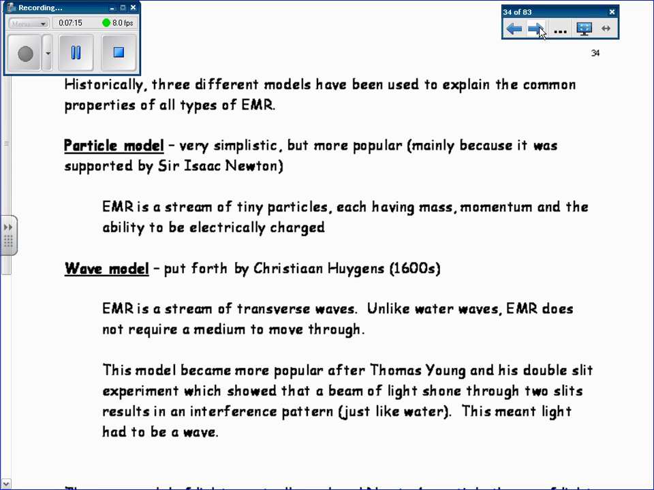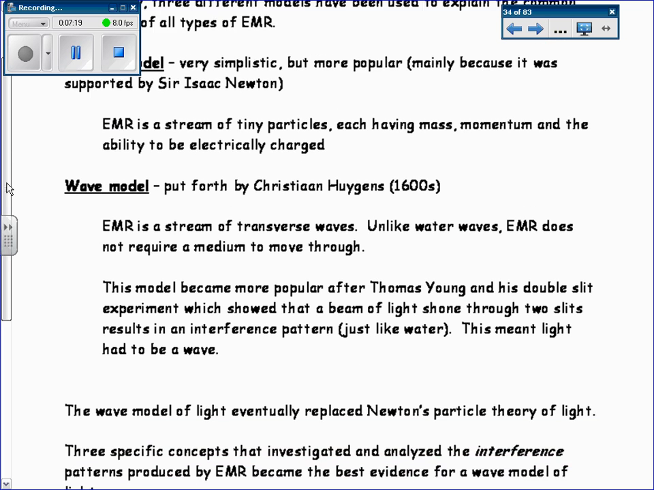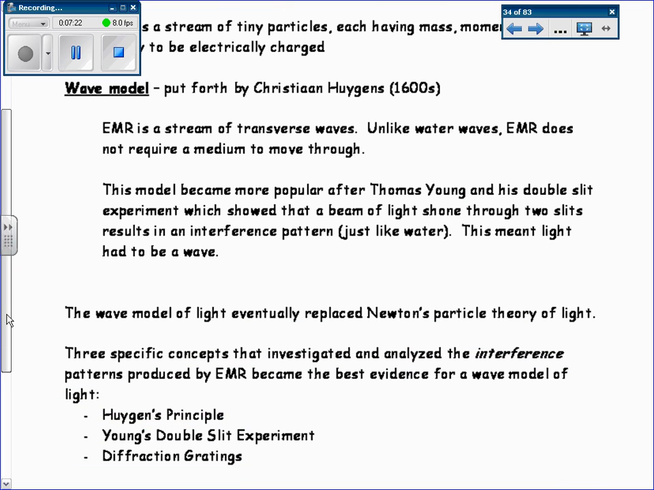The wave model is what became popular after a guy named Thomas Young performed what's called a double slit experiment, which is probably the granddaddy of all physics experiments. It's the experiment that everything in a lot of physics kind of goes back to. That showed that when a beam of light is shone through two slits, it results in what's called an interference pattern. And we can make an interference pattern with waves.